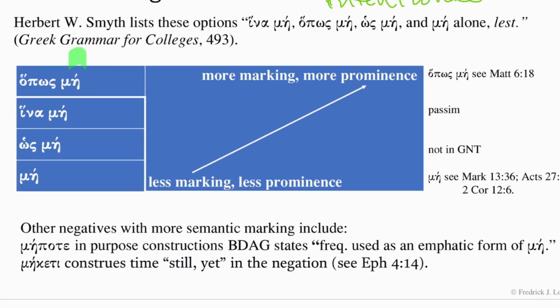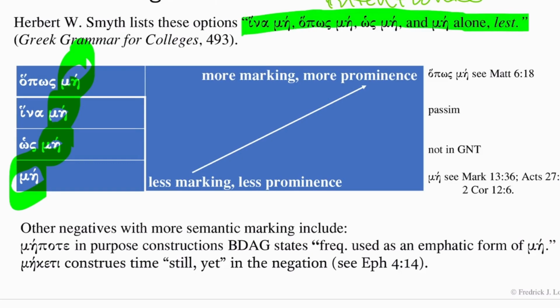Very simply, you use mē. Herbert Smyth talks about different constructions to negate purposes. And one way that we translate them is to use the word "lest." Now, this is a little bit of old or archaic English, but "lest" is the equivalent to "in order that not," which is kind of cumbersome. So you can see why you'd want to use "lest."